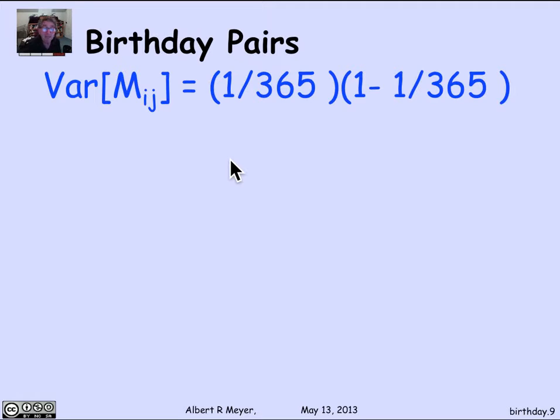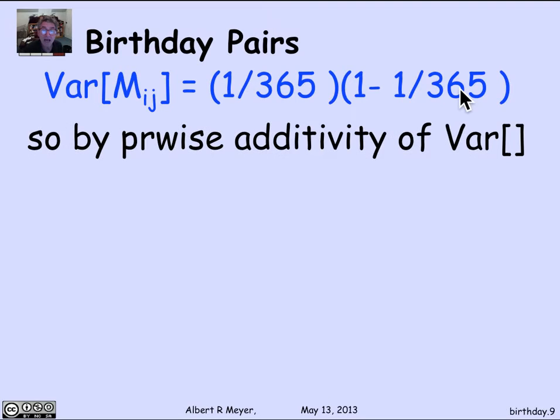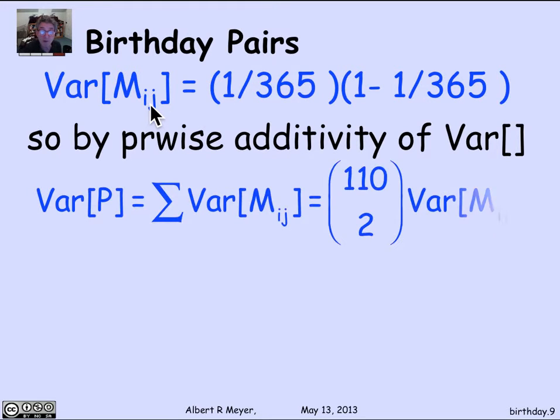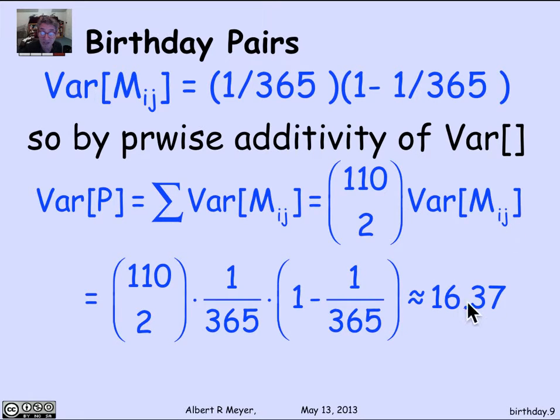Okay. So let's go back to counting birthdays. The variance of an indicator is PQ. So in this case, P is 1 over 365, and Q is 1 minus 1 over 365. And because of pairwise independence, the variance of the number of birthday pairs, which is the sum of the M_ij's, is the sum of those variances. It's 110 choose 2 times the variance of the M_ij, turns out to be about 16.37, which means that the standard deviation sigma is less than 4.